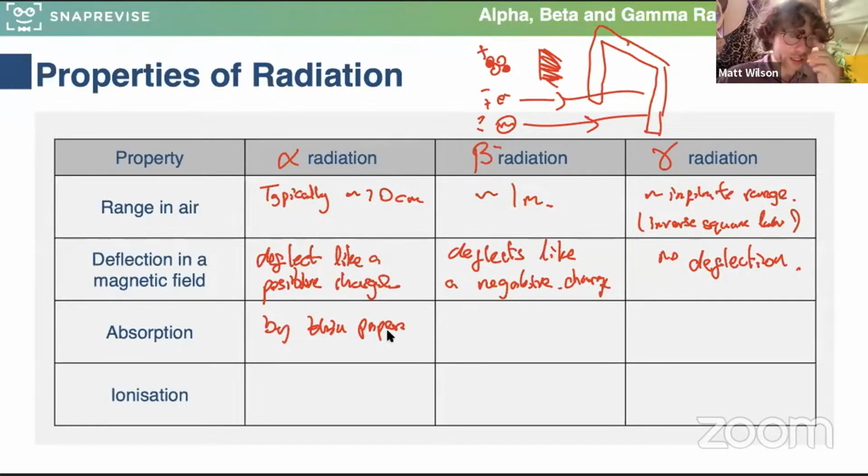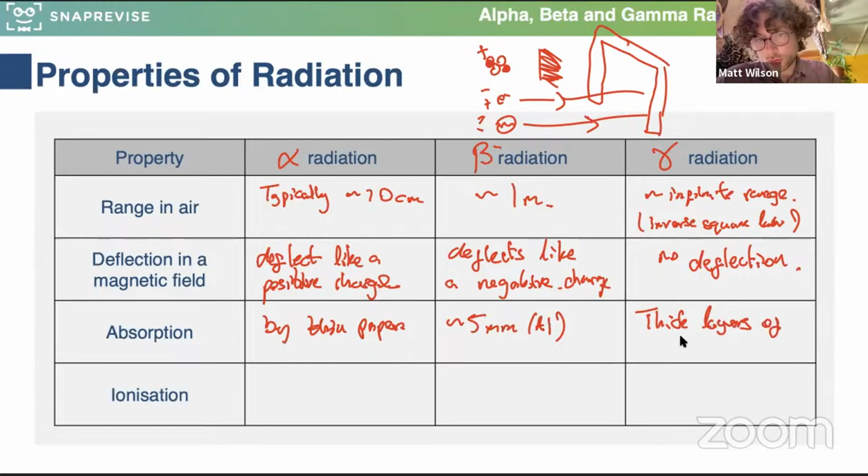Now, for beta radiation, it's a bit more difficult to stop it. You're going to need something better than paper. You're typically going to need approximately 5 millimeters of a sheet of metal, for instance, of aluminium. For gamma radiation, you're just not going to stop it completely, but you can reduce its effect quite a lot using very thick layers of lead.